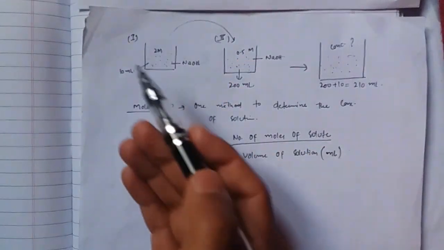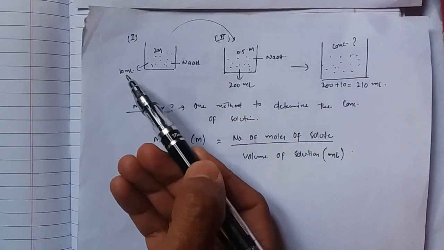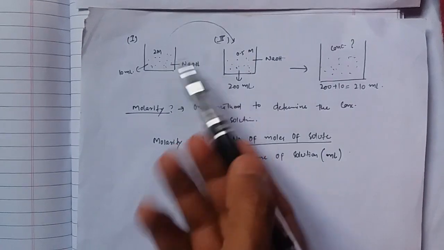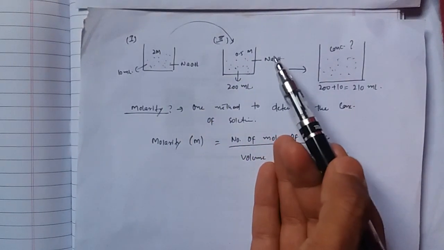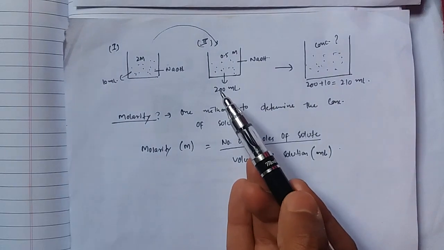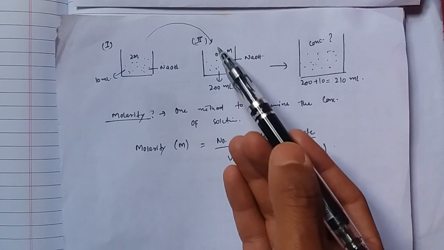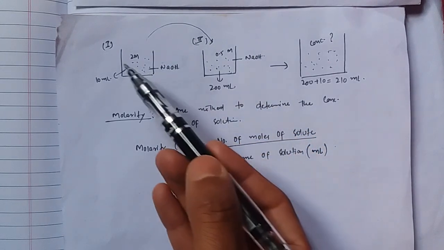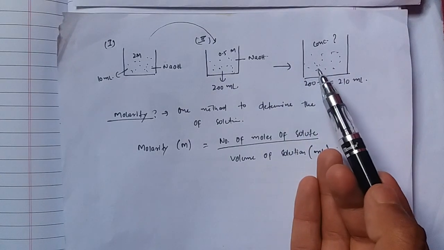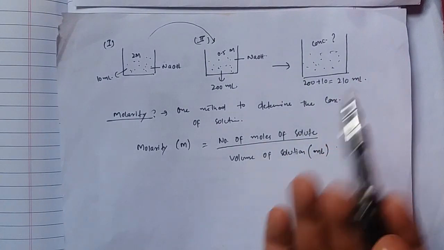See, we have first solution whose molarity is 2 molar, and the volume is 10 ml, and it is sodium hydroxide solution. Second is also the sodium hydroxide solution, but its molarity is 0.5 molar, and the volume is 200 ml. The question says, when we add the first solution to the second solution, we are getting a new resultant solution. We have to find the concentration of this resultant solution.